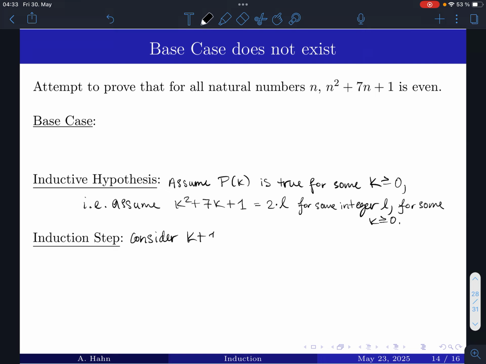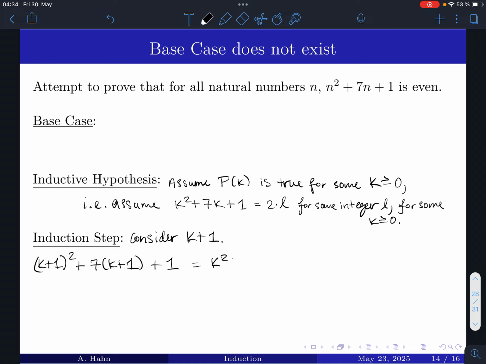Great. And then just like in all the previous examples, we're going to consider K plus 1. And so what we want is K plus 1 squared plus 7 times K plus 1 plus 1 to be even, so we want this to be equal to 2 times some integer. And what we're going to see is that this does, in fact, work. And so let's do that.